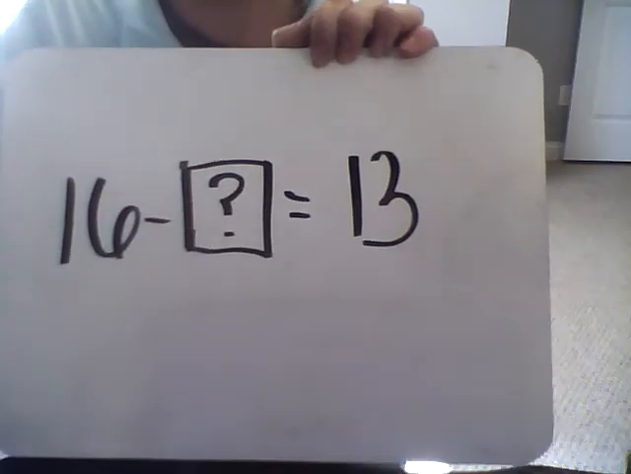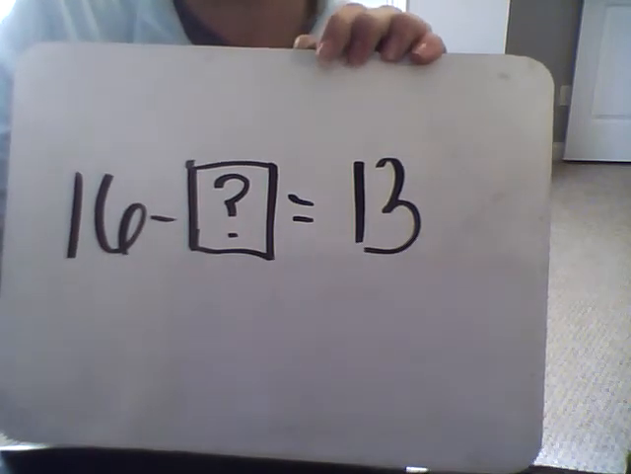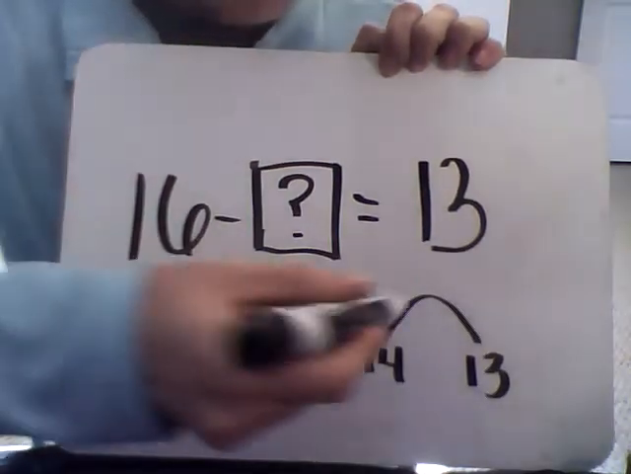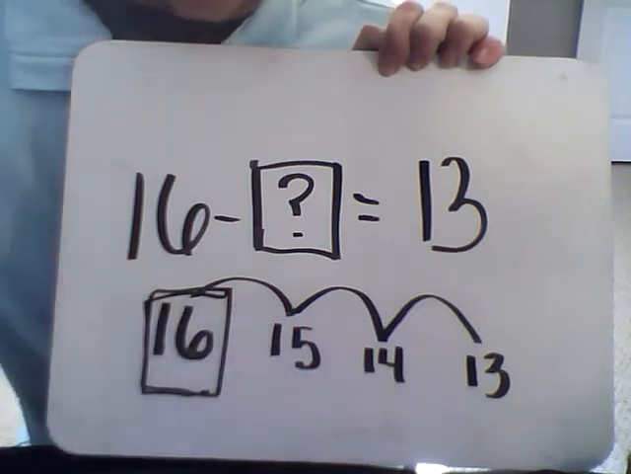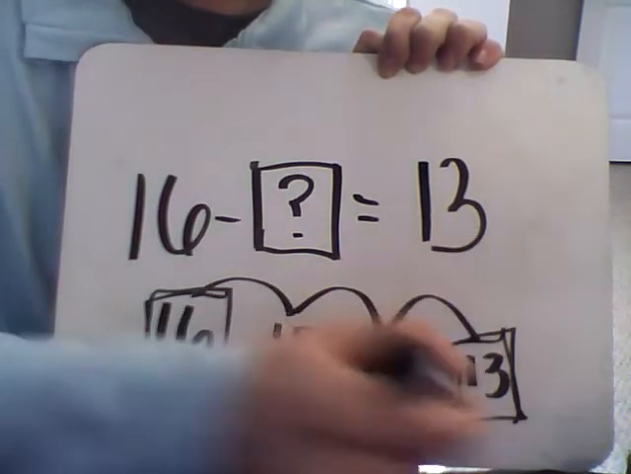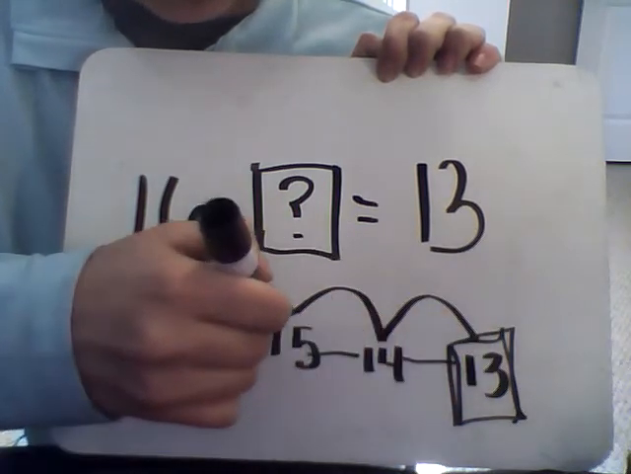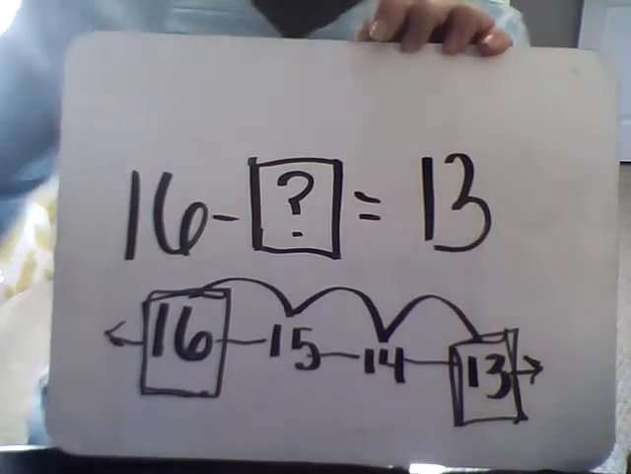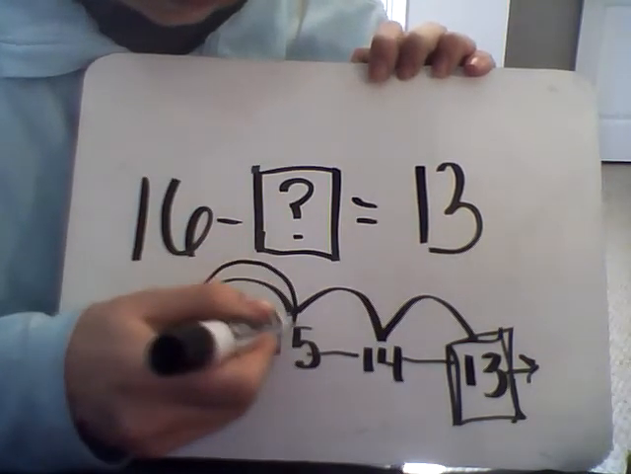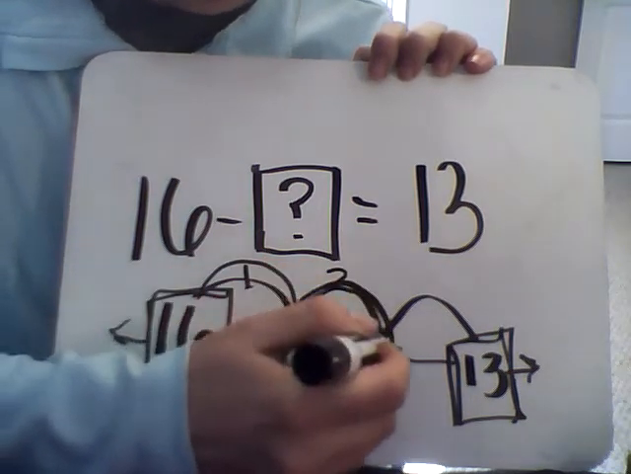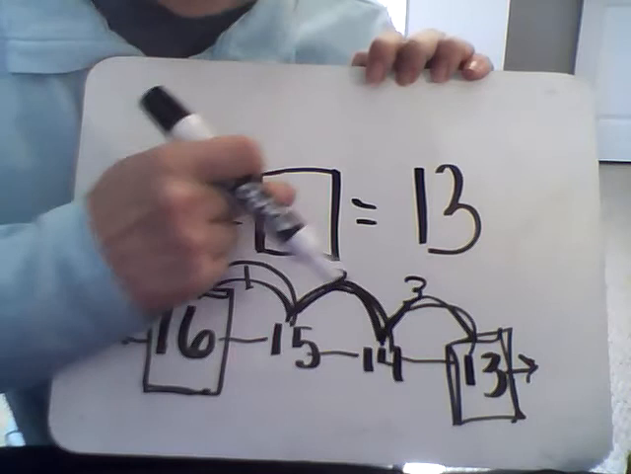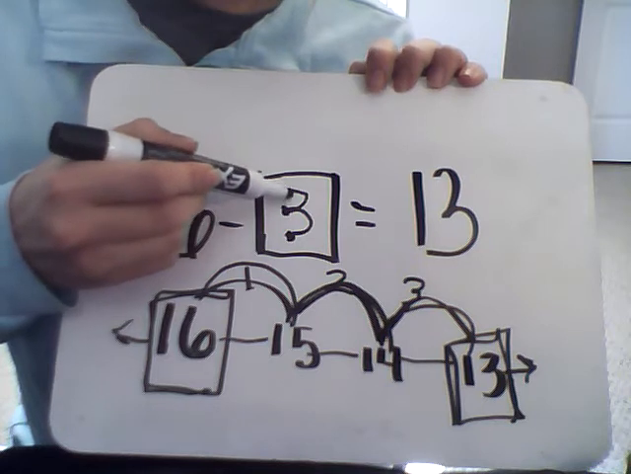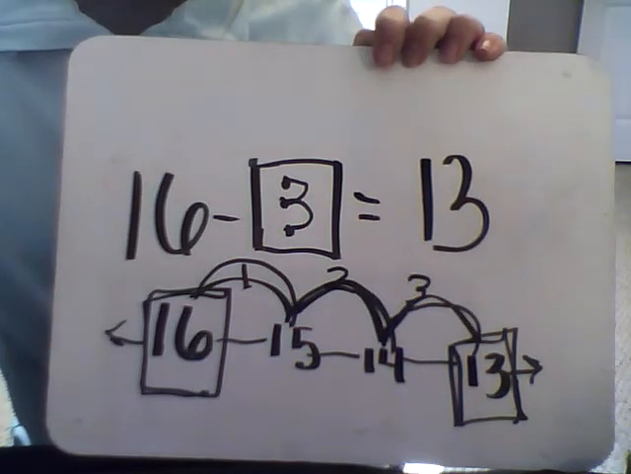You have 16 bananas. You ate some and you have 13 left. What's the missing number here? Okay, guys, so we start at 16 and we go backwards till we get to 13. This is what I'm calling a number line. Okay, put my arrows on it like we're supposed to. So if I go from 16 and I go back 1, 2, 3, I go back 3. And if I put it right here, I can test it. I can go 16, 15, 14, 13. And I know that's what I get.